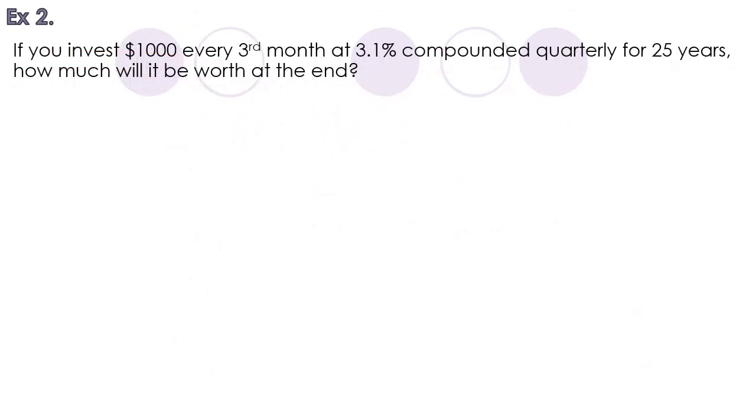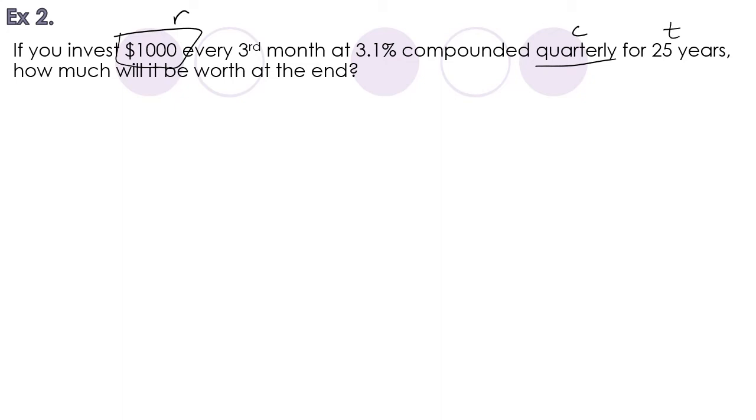Number 2, if you invest $1,000 every third month at 3.1% compounded quarterly for 25 years, how much will it be worth at the end? So again, how do you differentiate an annuity from a normal interest question? You are investing or depositing a monetary amount, $1,000, on a regular interval every third month. So right off the bat, there's our R. Every third month, that's just a fancy way of saying quarterly, right? So quarterly, that's our C value, 25 years.